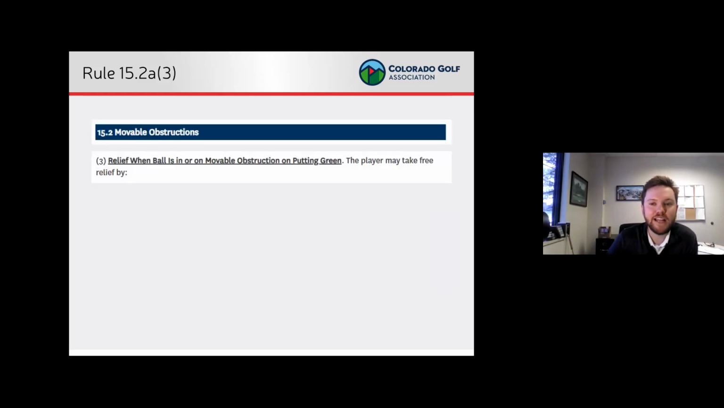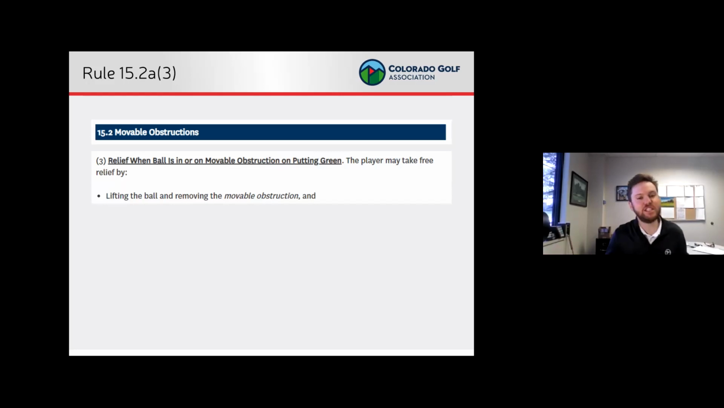And then moving on to that last part, like we saw, relief when the ball is in or on a movable obstruction on the putting green, so a specific area of the course. On the putting green, the player may take free relief by lifting the ball. Again, may take free relief, you can play it. Lifting the ball and removing the movable obstruction. So again, let's use a towel again, that's a common one. Ball's on a towel on the putting green, and it's not literally occupying a spot on the golf course.